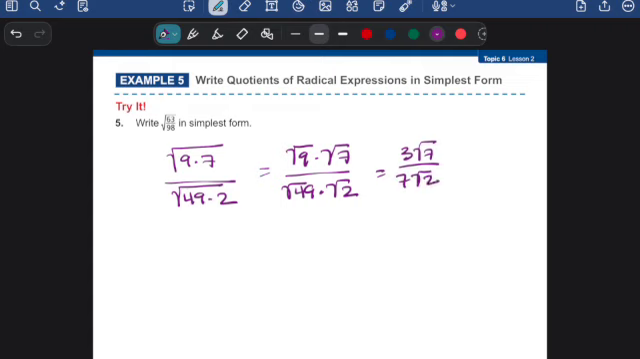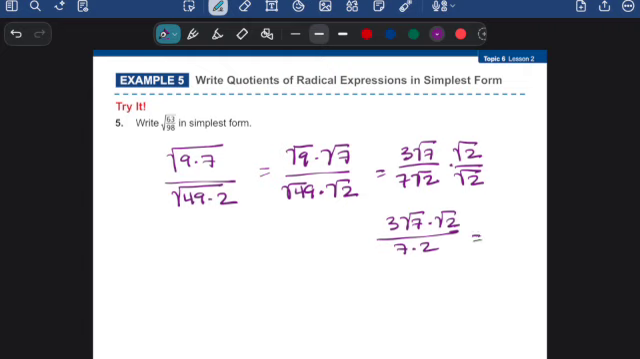Okay, now we got to get rid of the square root of 2 in the denominator. So that means I multiply by something equal to 1 to cancel it out, right? Square root of 2 times square root of 2 is just going to give me 2. If I square a square root, it cancels it out. So that's what I want to do. I'm going to have 3 times the square root of 7 times the square root of 2 on the top over 7 times 2. I want to get rid of the radical in the denominator.